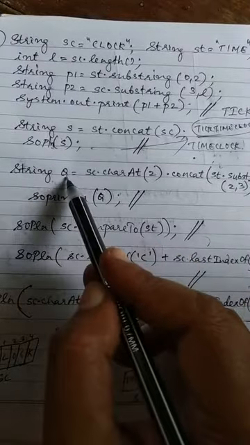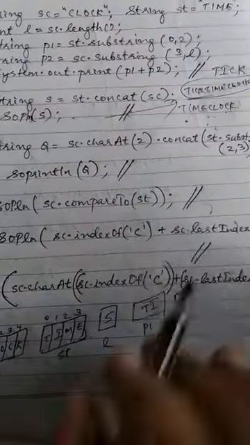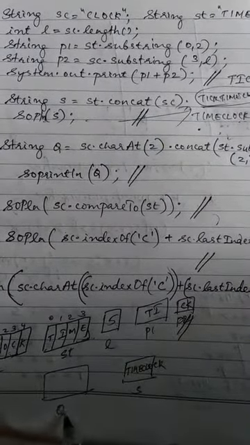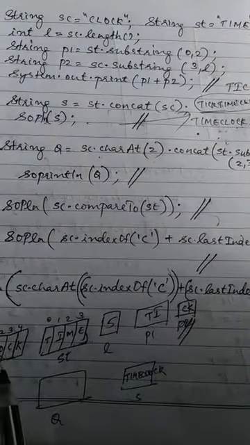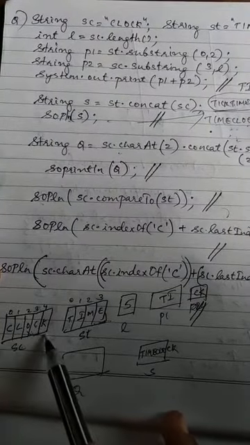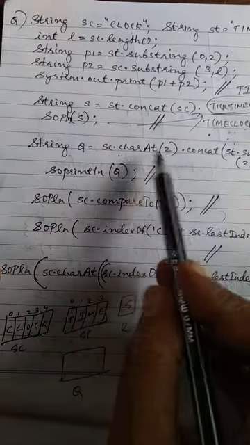Next, string q is equal to one more variable we have to declare. What is that? It is string q. So let us declare a variable q. sc dot char at of 2. What is sc? Sc is this one, clock. Sc dot char at of 2 means you have to take out the character from the second index of sc.